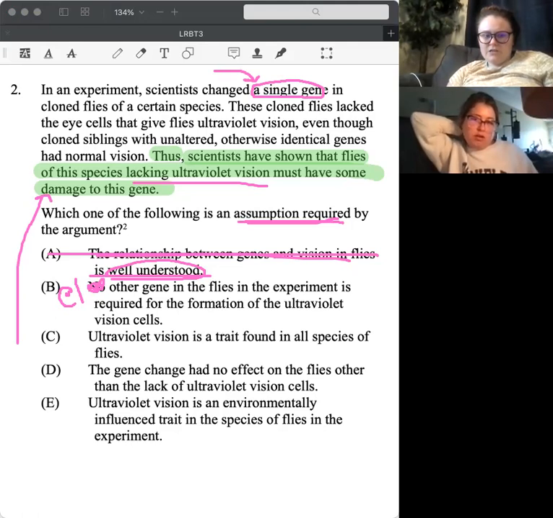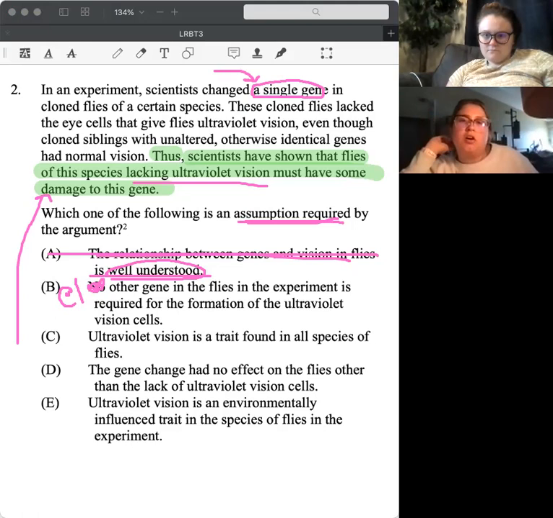If some other gene is required for the formation of it, that would kind of attack the argument, right? Of it being a single gene. Oh no, of it being the gene damage causing the lack of ultraviolet vision. So let's do C for now and go on to C.